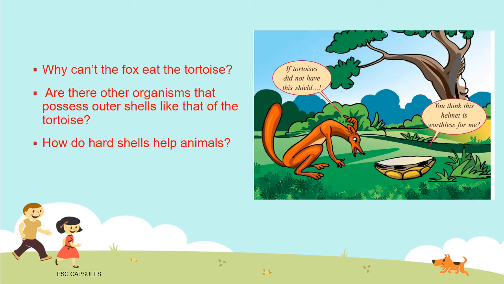Can you see the picture of a fox and a tortoise? They are having a conversation about the shell. Fox is thinking, if tortoises did not have this shield, he could have eaten him. So why can't the fox eat the tortoise? Because tortoise has a hard shell. Do you think there are other organisms that possess outer shells like that of tortoise? How do hard shells help animals? Let's move to the next part to get the answers for this.